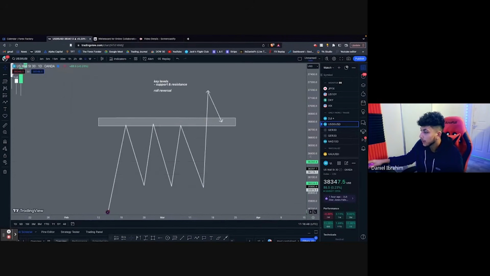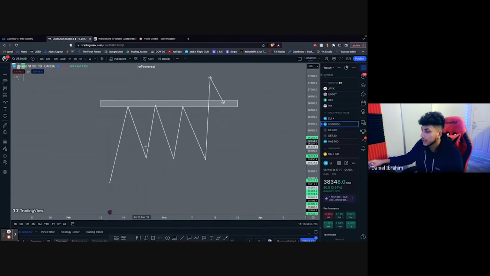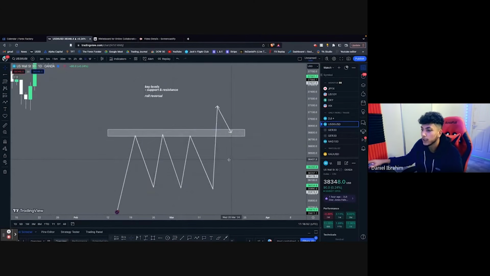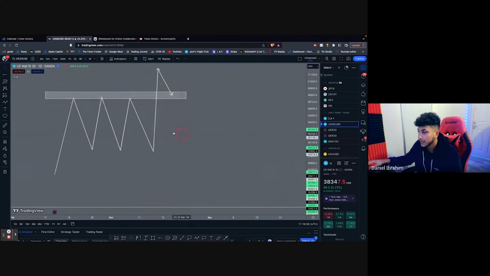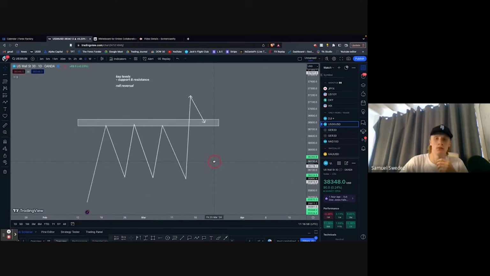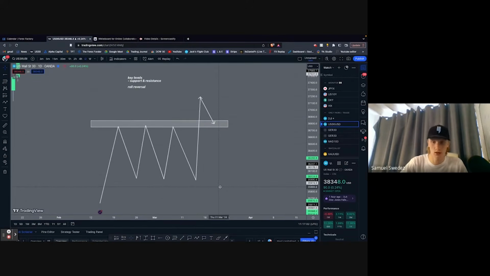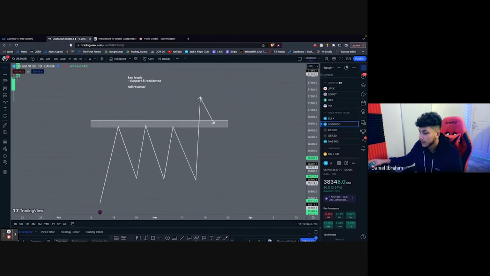Cool. Now, this right here is actually the baseline model for one of the most common trades that I take, and it's called a break and retest. Now, the break and retest. Sorry? I was just saying break and retest. A break and retest. Okay, cool.